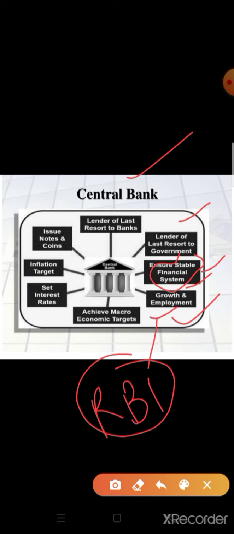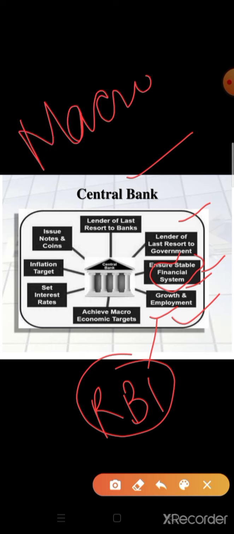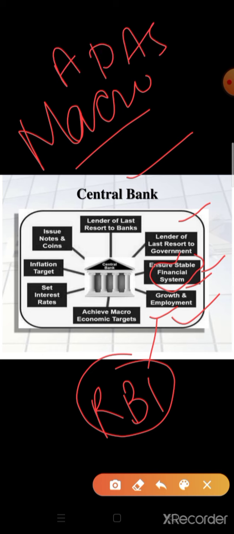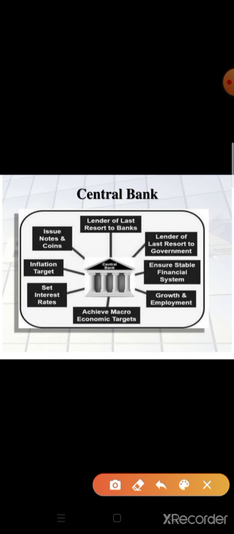Achieve macroeconomic targets. There are various macroeconomic targets. Macro means large, which thinks at the national level, where aggregate demand, aggregate supply, money, banking, everything is achieved by the RBI. Next, set interest rates. All the interest rates like bank rate, repo rate, reverse repo rate and FD rate, everything is decided by the central bank.